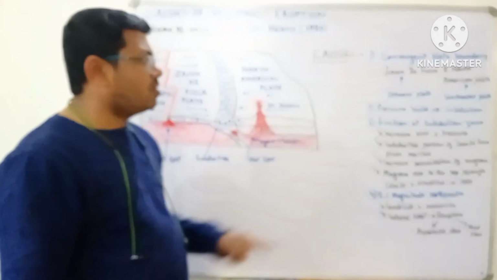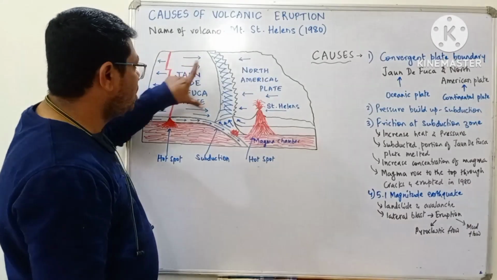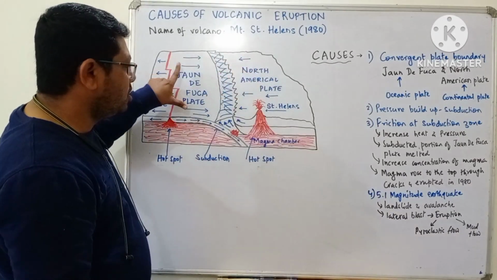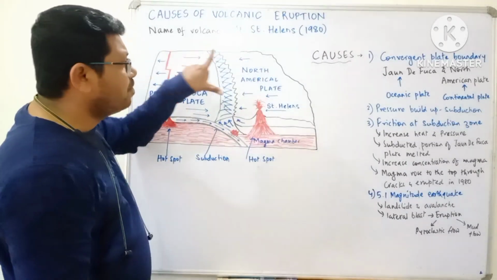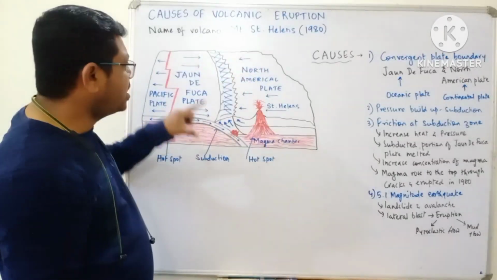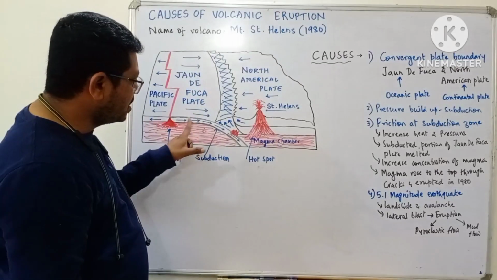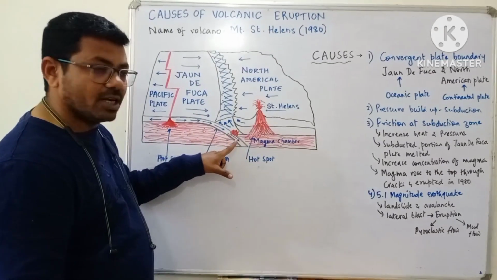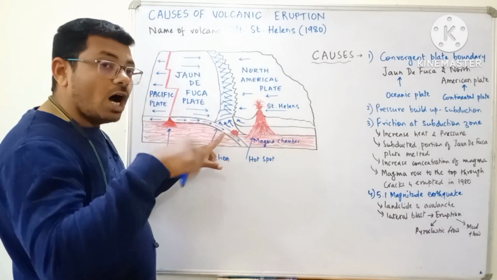A convergent plate boundary was formed between the Juan de Fuca and North American plates. Juan de Fuca is an oceanic plate, and the North American plate is a continental plate. The oceanic plate started subducting under the North American plate. So this is one of the causes.